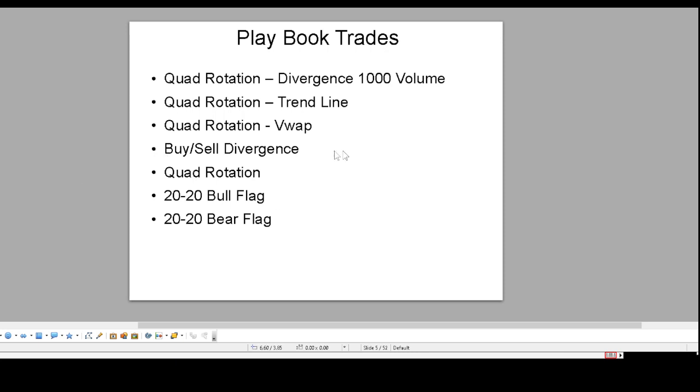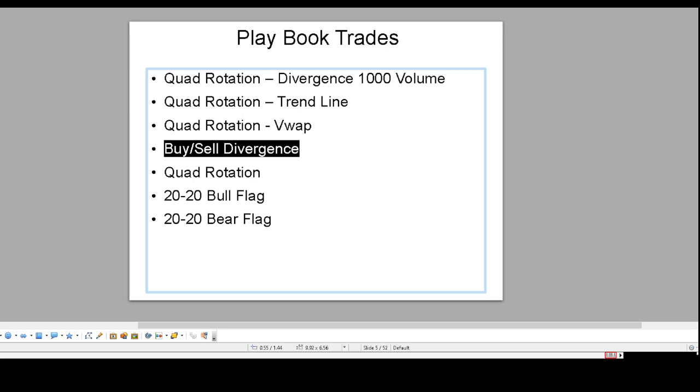The buy and sell divergences, that's our go-to number one setup. It's our foundation. Everything else wraps around it. Sometimes we could actually have a quad rotation and a divergence. It's called a quad rotation divergence. This is our go-to trade.